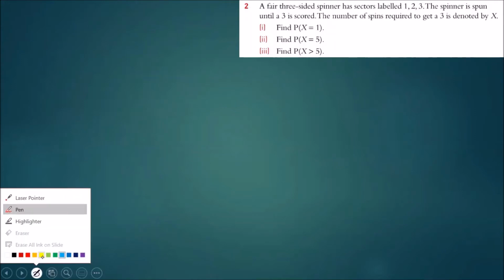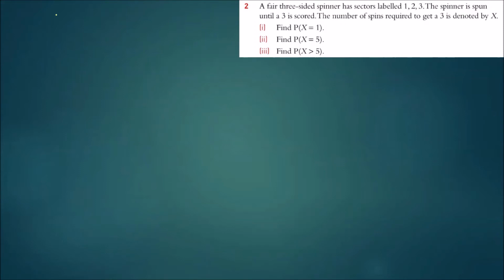We are talking here about a fair three-sided spinner, and we are interested in getting a 3. Let us define our distribution. So X is a geometric distribution wherein the probability of success is 1 by 3. So again, P is 1 by 3. Therefore, Q is 2 by 3.